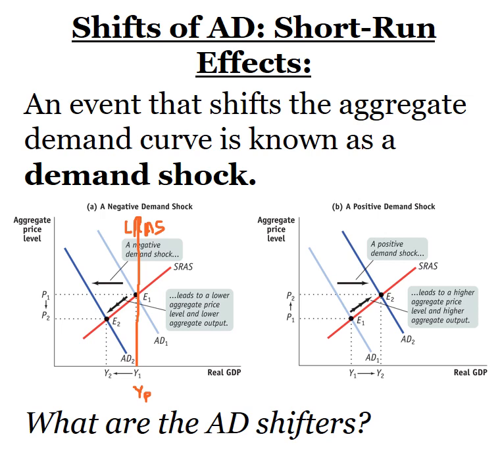Fiscal is actually three things. It's taxes, transfers, and government spending. But for shifters, we talked about only taxes and transfers because government spending is already part of GDP. It's the G in that C + I + G + X - M equation. So hopefully that was a helpful little review of the AD shifters.